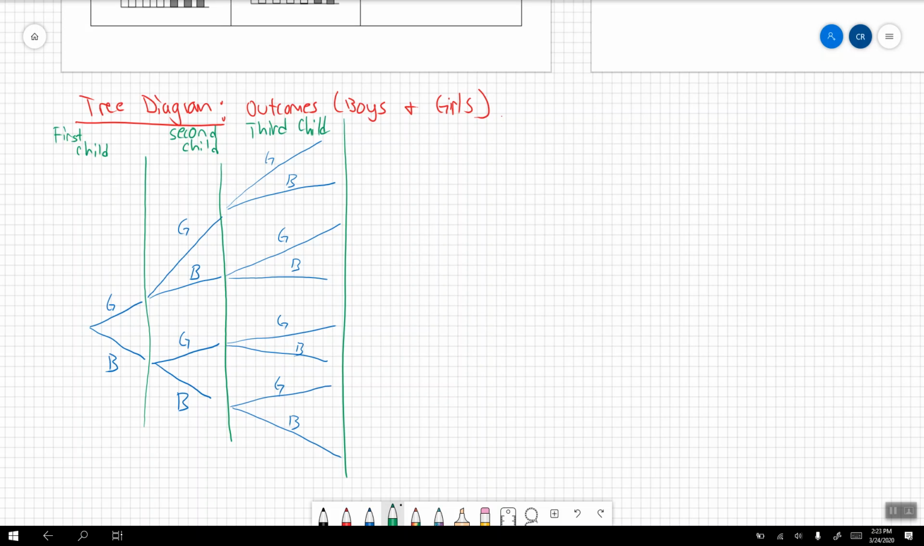And for the last outcome, the fourth child. I know this is tough. It's okay, bear with me. There's going to be an easier way to do this, but we have to get our hands dirty for now. All right, so here we go.